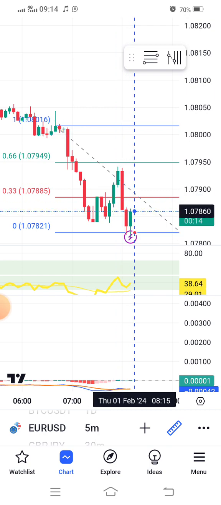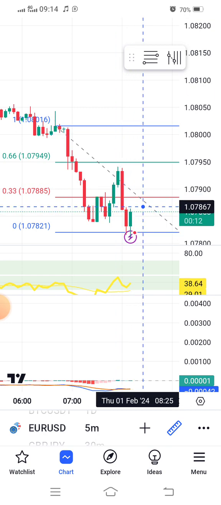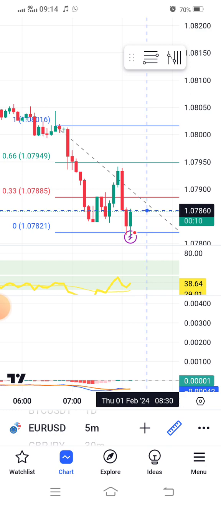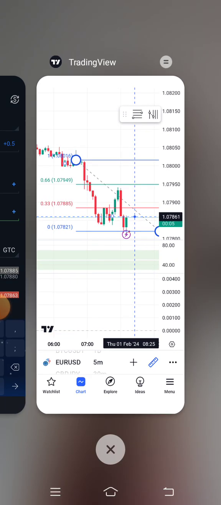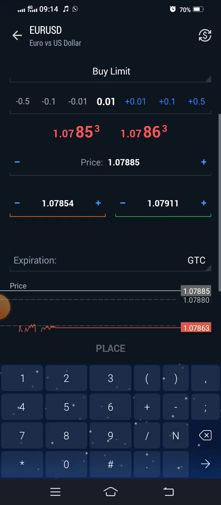Stop loss for us here at 0.7861. And then we place. All right? But now, it's not allowing us to place because of spread. It's too far away.